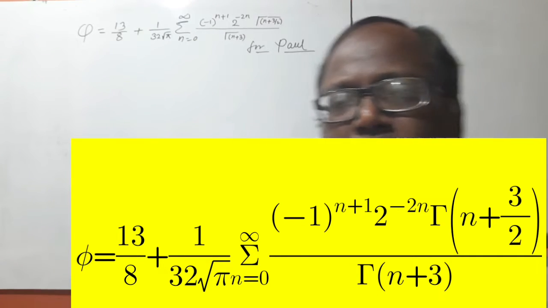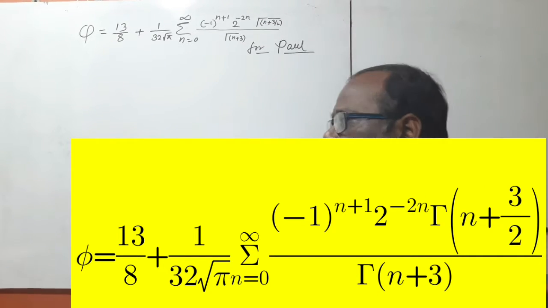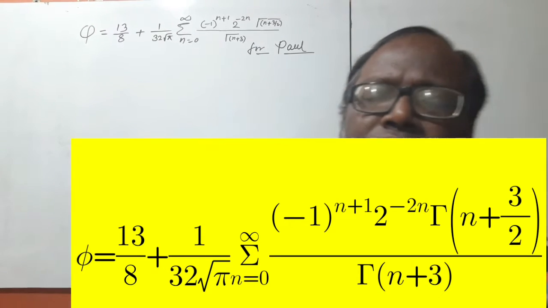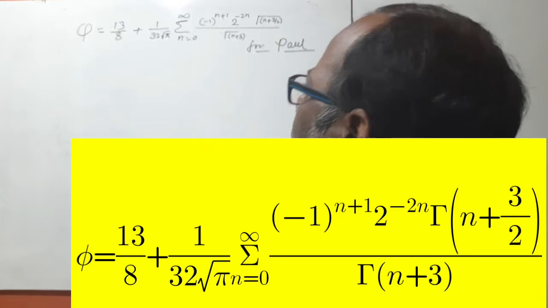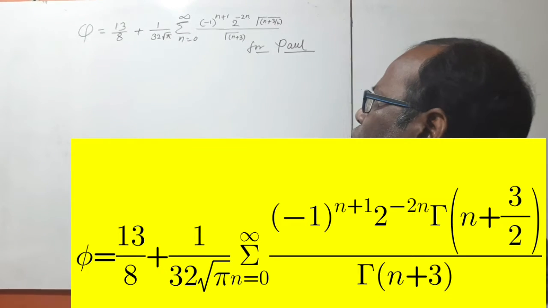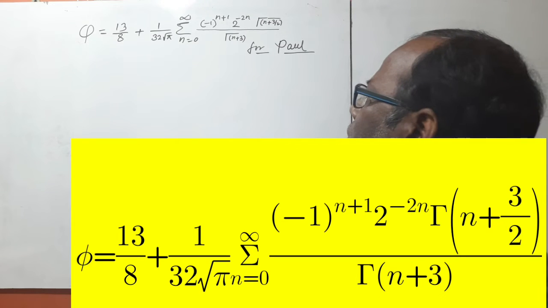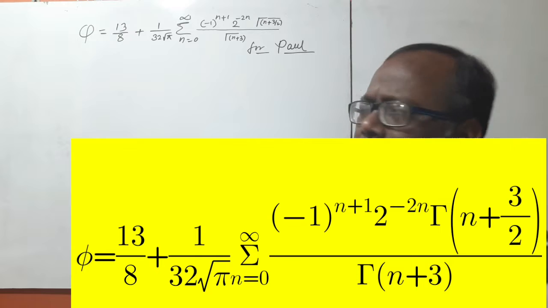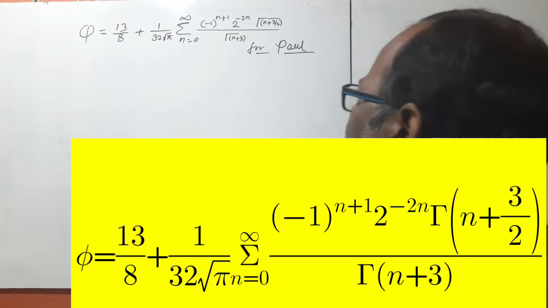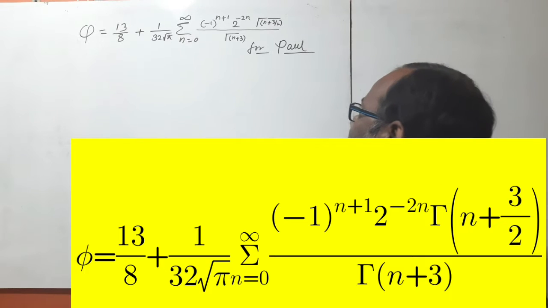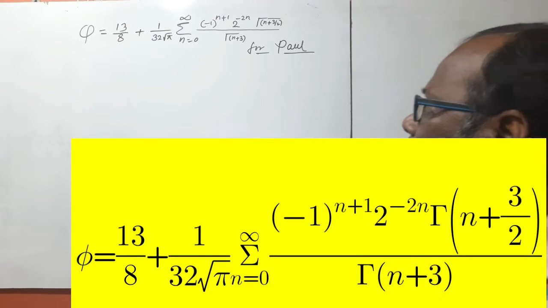This is a very important video today, and this is the golden ratio. It's called the golden ratio, whose value is (√5 + 1)/2, and that is equal to 13/8 + 1/(32√π) Σ from n = 0 to infinity of (−1)^(n+1) 2^(−2n) Γ(n + 3/2)/(n + 3).